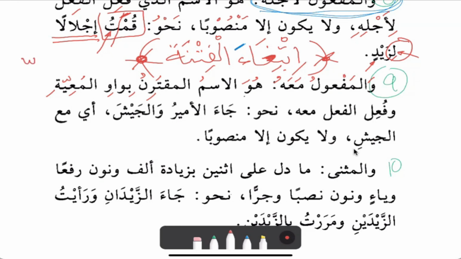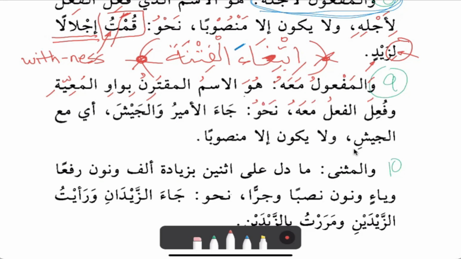W-I-T-H-N-E-S-S. If you want, put a dash there. Withness. Being with. So this waw looks like and. The waw that means and. And it's waw al-ma'iyyah. There's many waws in Arabic. وَفُعِلَ الْفِعْلُ مَعَهُ. And the act was done with it. The act was done with it.